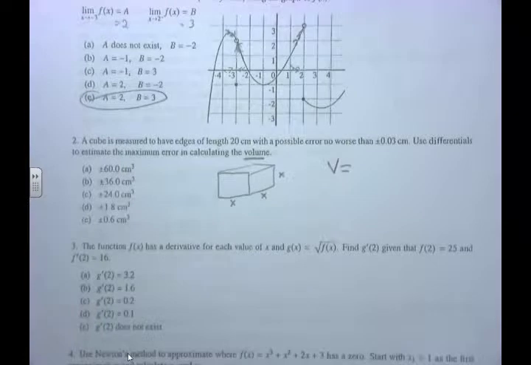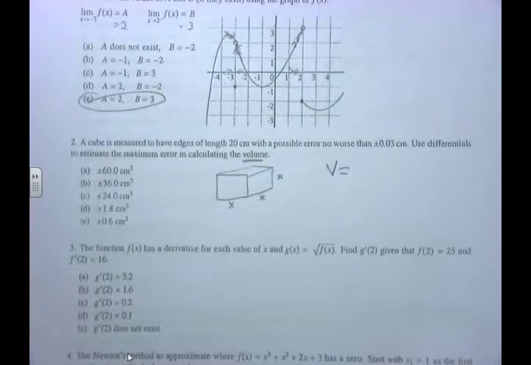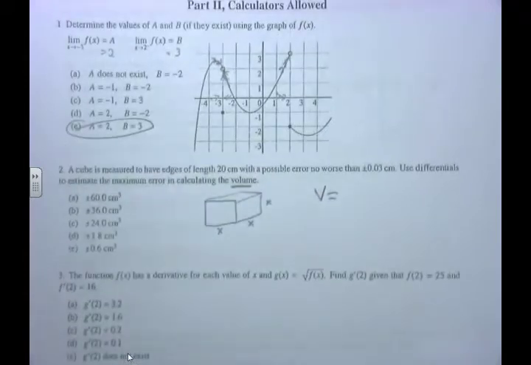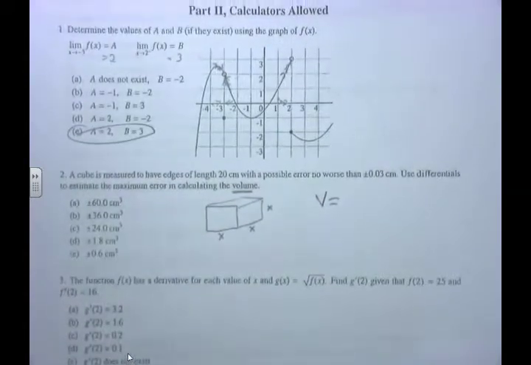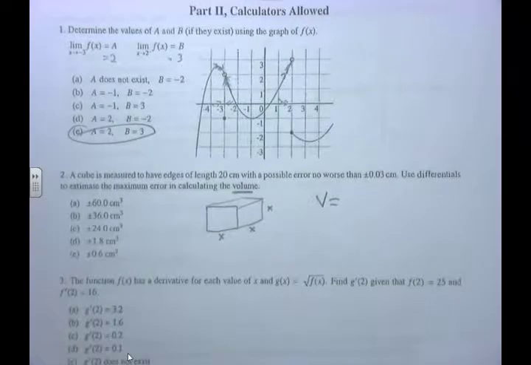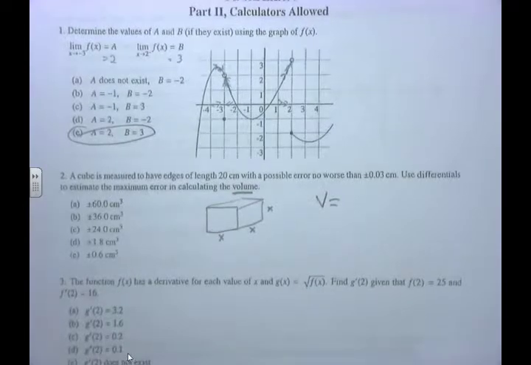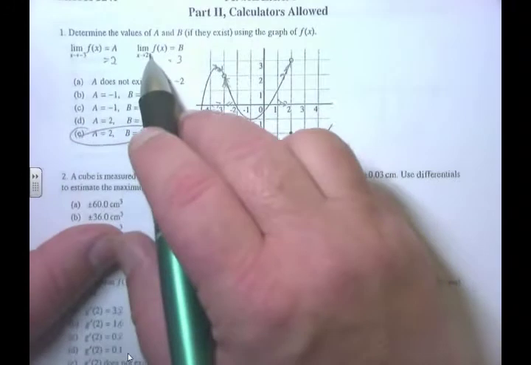Sorry to interrupt. On the previous one, I just had a quick question. Oh, sorry. Still the same answer for B. I was looking at it, it says as x approaches 2 from the negative side. Yeah. So it still is 3? Because I thought that was for the positive side.